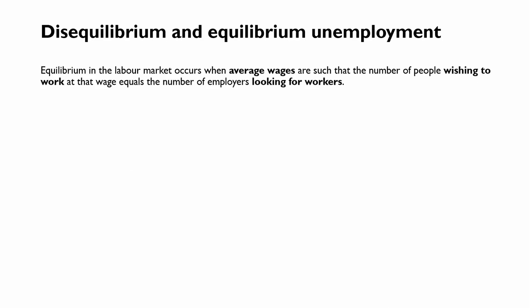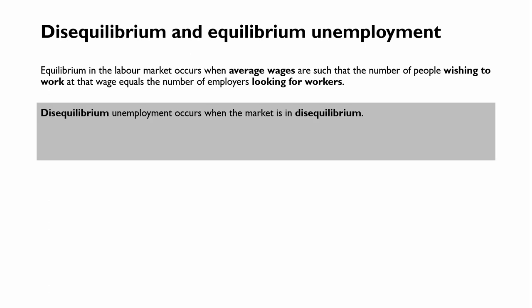Equilibrium in the labour market occurs when average wages in the market are such that the number of workers willing to work at that wage is the same as the number of employers looking for workers. In other words, the labour market's in equilibrium. There's no workers who can't find a job, there's no employers who can't find workers.